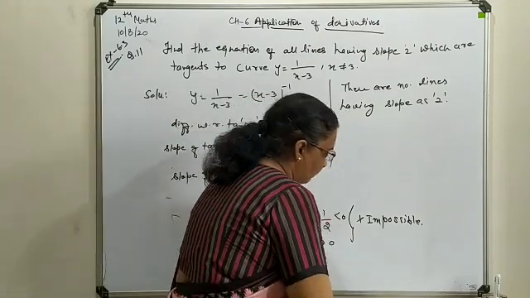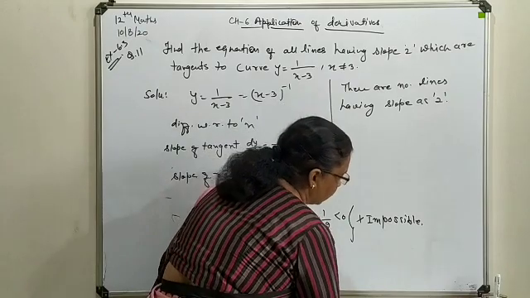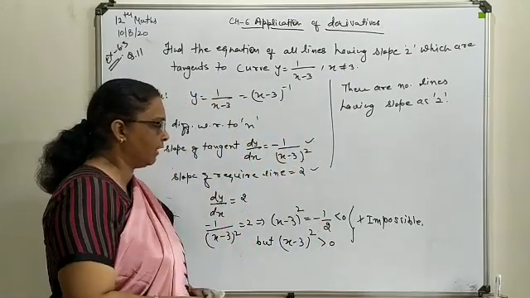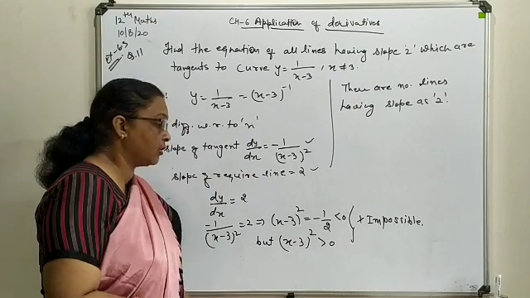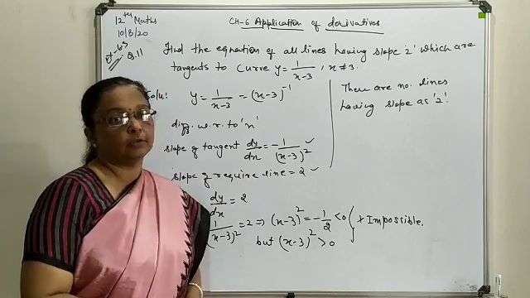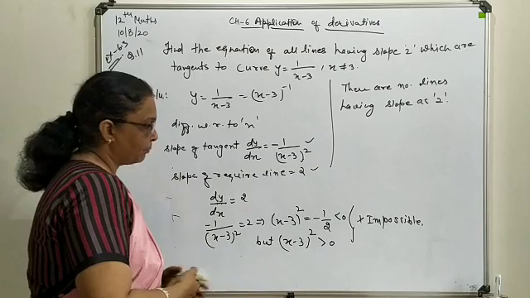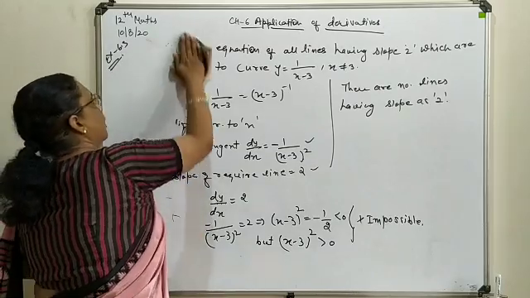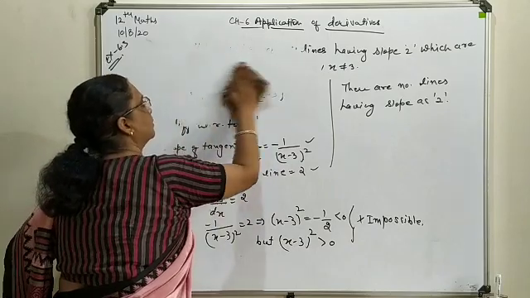Now the next category we are going to discuss is question number 13, in which the equation of the curve is available and we have to find the tangents which are parallel to the x-axis and parallel to the y-axis. So we have to find the points. Move to question number 13.